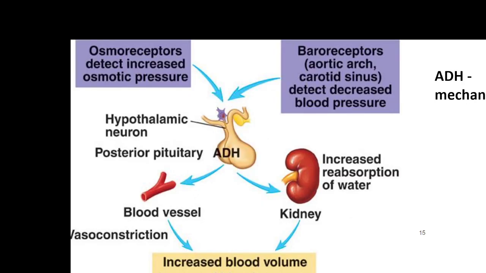Then the third mechanism is the ADH mechanism through the osmoreceptors. The osmoreceptors will be sensitive to the total water content in the body and the electrolyte content in the body, and that detects the correct osmotic pressure, and to maintain the osmotic pressure, the ADH is secreted. When the antidiuretic hormone is secreted, it acts upon the kidneys to reduce or increase the reabsorption of water at the distal convoluted tubule.